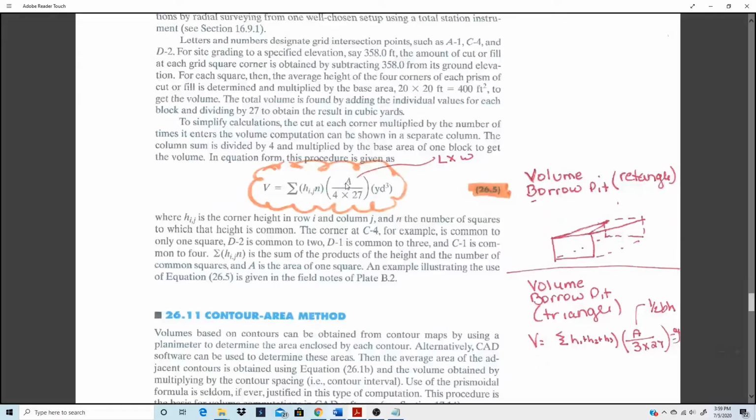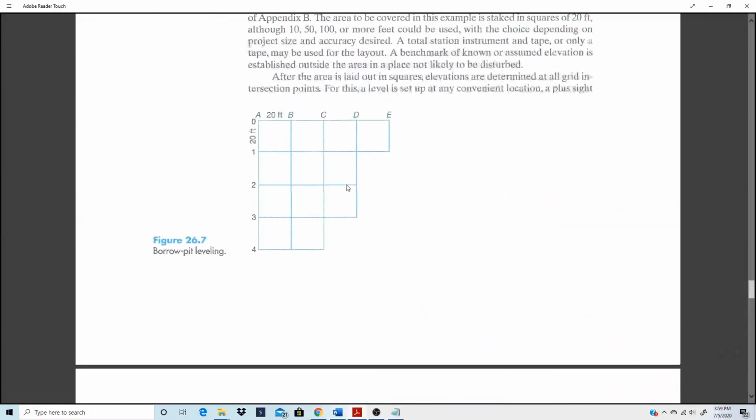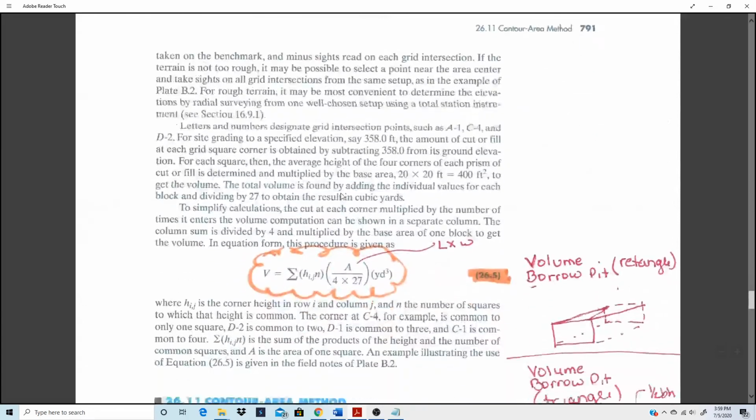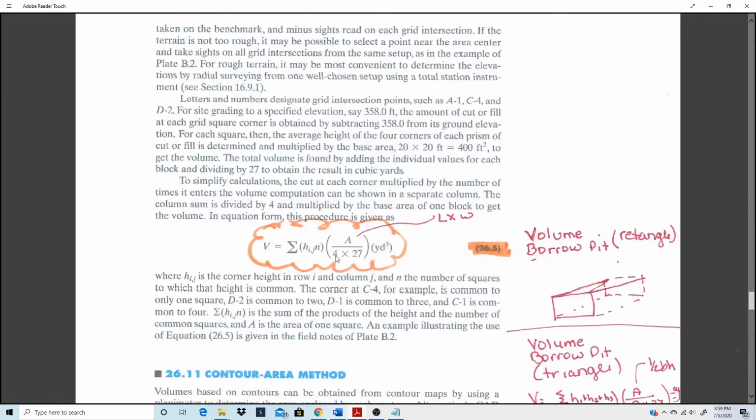I would multiply it by the area, which is the area of one shape, which would be 20 by 20. I would divide it by 4, and the reason it's 4 is because that's a square. If you've got 4 corners, you're averaging it by 4, so that's a constant when you're doing a square. And I multiply it by 27, that's to change it to cubic yards.